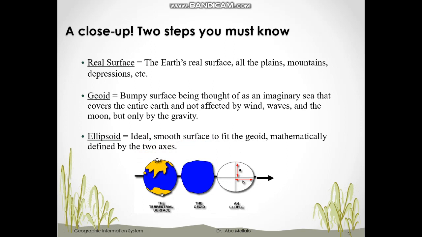And it is still very bumpy and can be thought of as a world of sea that covers the entire Earth and is not affected by winds, by waves, and moon, but only affected by gravity. The geoid still is not smooth for mathematical measurements. So finally, we can use a mathematically defined ellipsoid to fit partially the geoid. The ellipsoid is an ideal, smooth surface, mathematically defined to fit the geoid, and it is based on the ellipsoid that we can define our latitude and longitude for a location.